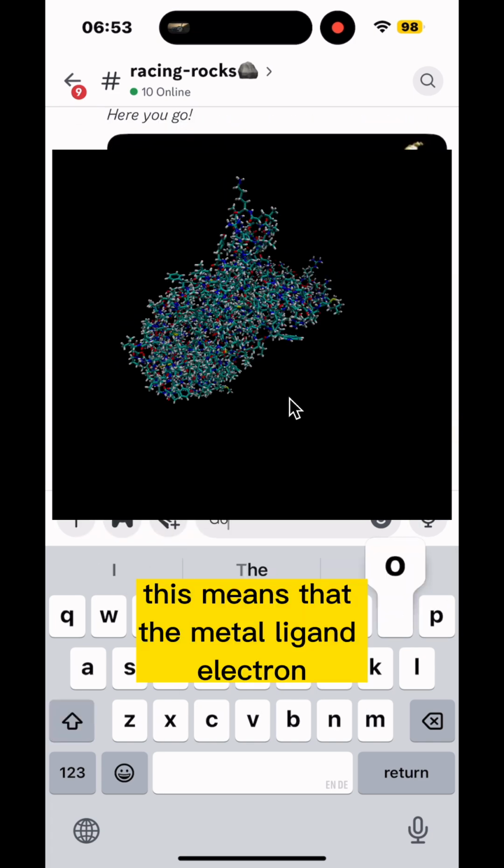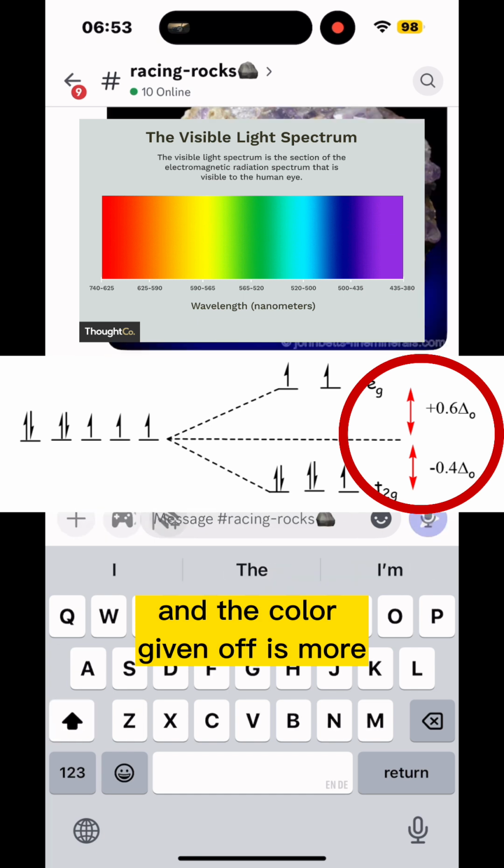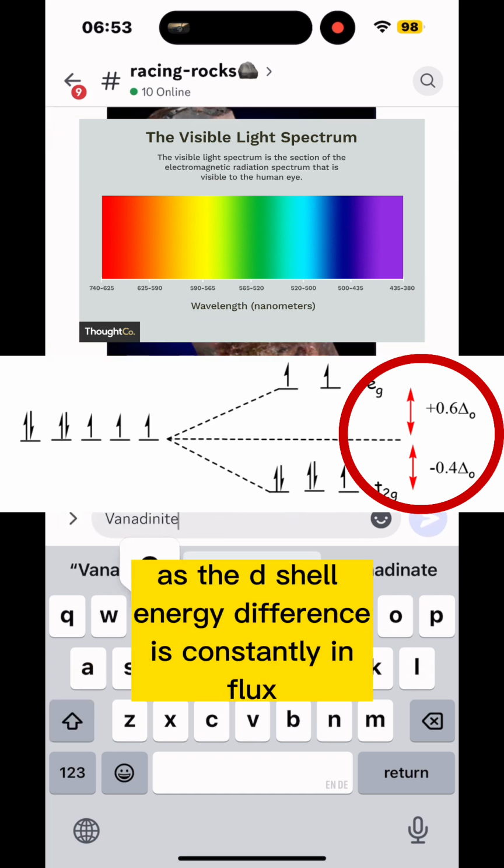Also, on another note, due to the heat within the system, atoms move around. This means that the metal-ligand electron-electron repulsions vary from time to time, meaning that the light absorption and the color given off is more of a smear on the color spectrum, as the d shell energy difference is constantly in flux.